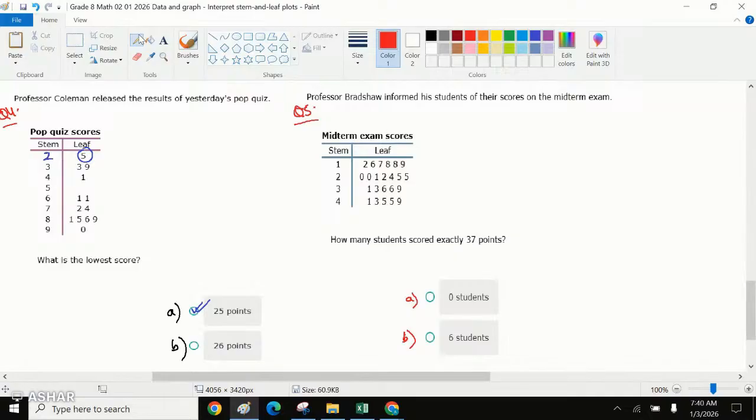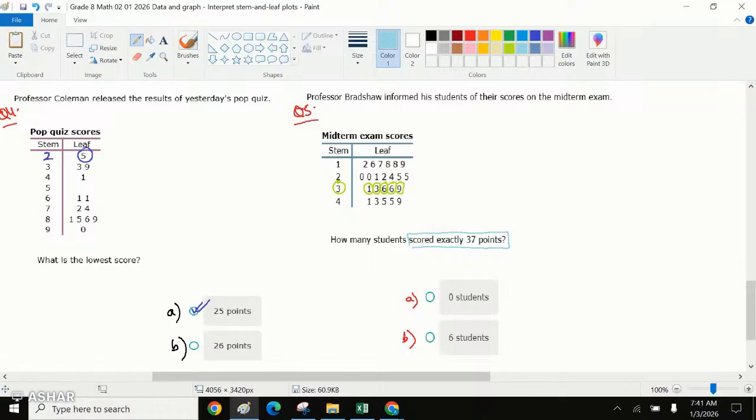How many students had scores in their 30s? I'm not asking about the scores. I'm asking how many students had their scores in the 30s? Yes, thank you. 5 students had their scores in the 30s, right? Because these were 30, 31, 33, 36, 36, and 39, right? So these were the 5 students who got their scores in the 30s. Out of these 5 students, how many students scored exactly 37? Do we see any 7 in the leaf?